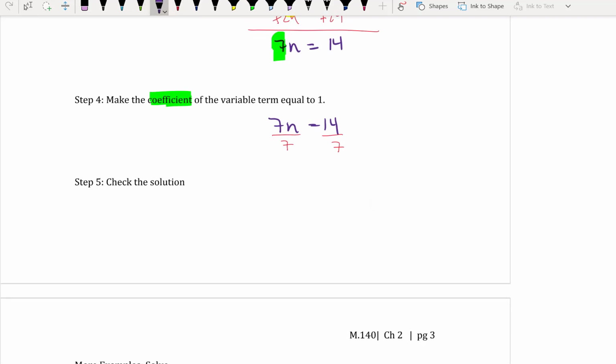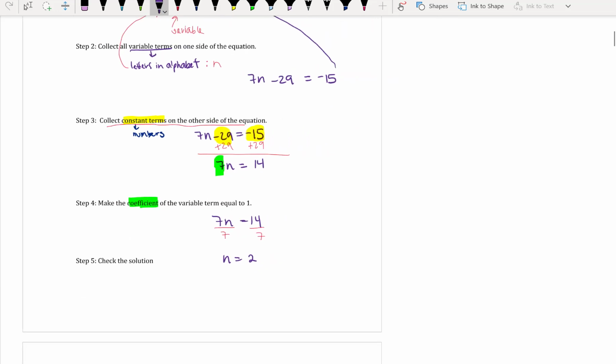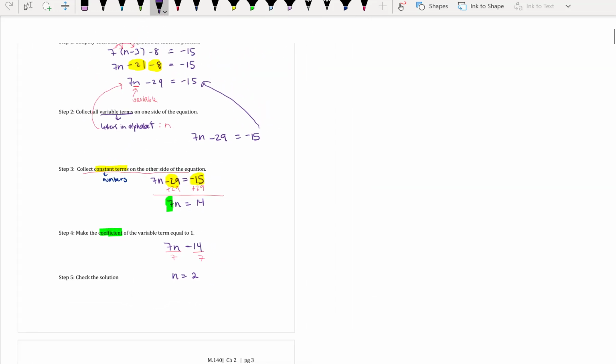So now I'm going to get that n is equal to 14 divided by 7, which is going to be a 2. And before I circle my answer, I always want to check. Remember, we want to solve for this equation, and we also want to check the solution. So we're not sure if n equals 2 is really a true or a false statement. So remember, we have 7 parentheses n minus 3 minus 8 is equal to a negative 15.